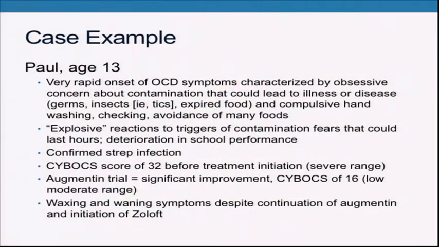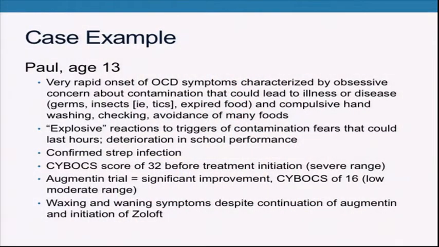And he also had a deterioration in school performance. Had a confirmed strep infection, so we knew that this was a PANDAS subtype. So before treatment initiation of any sort, not even just CBT, he had a very high CY-BOCS score. This is what we often see, often in the severe range. And what we often see as well is that a trial of something like Augmentin may lead to significant improvement, more in the moderate range. But despite that effective treatment, there may still be waxing and waning symptoms over time. And I will often see then kids getting a trial of an SSRI medication, in Paul's case, Zoloft.